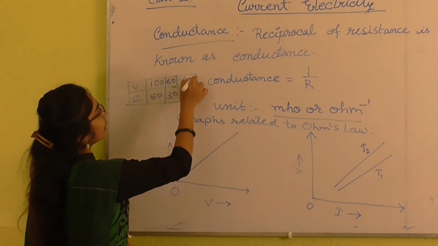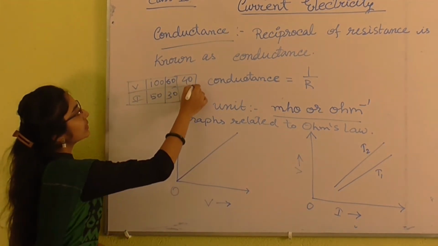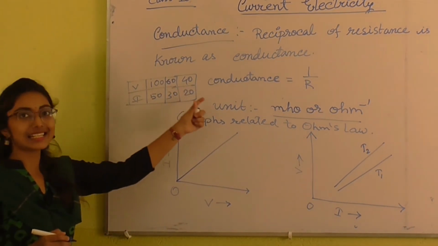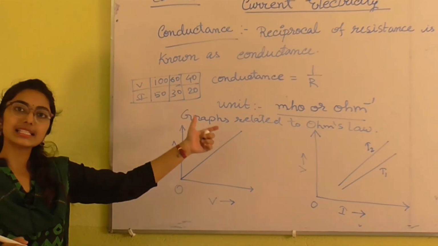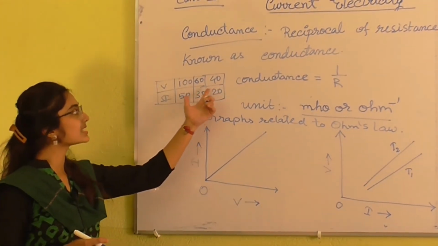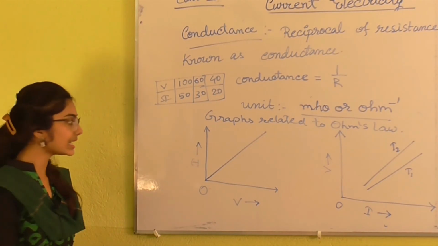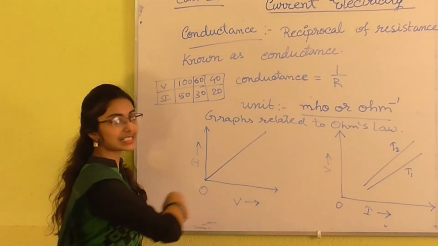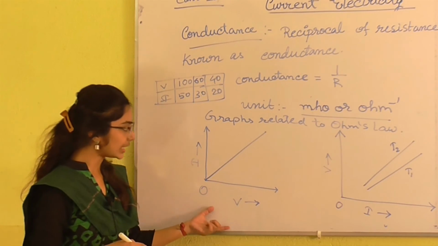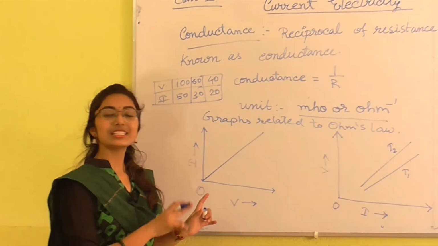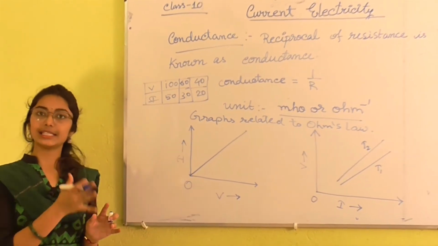When V is 40, I is 20. So we can see here that as V is decreasing, I is also decreasing. Similarly, as V is increasing, I is also increasing. So there is a proportional relation and the graph will be a straight line between I and V. This graphical representation of Ohm's law always gives us a straight line.